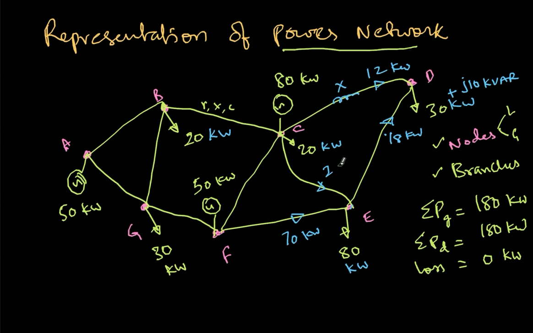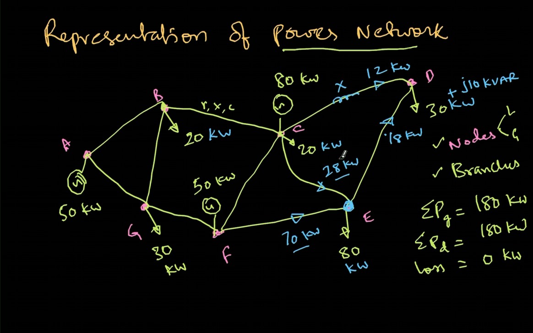So this will be 28 kilowatts. If you apply power balance here, 28 is incoming, 70 is incoming. So total incoming power is 70 plus 28, that is 98. Out of that 98, 80 kilowatts is consumed here. So the remaining 18 kilowatts is going towards D, where it meets the 12 kilowatts and then finally matches with the 30 kilowatts. Again, I'm just writing these numbers 28, 70, but we have to actually calculate these numbers, and these are the solutions of the load flow problem which we are going to see later in future.